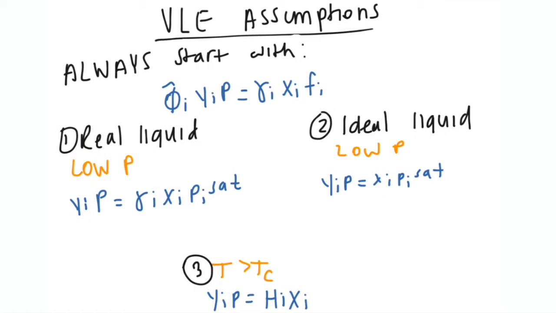All right, VLE assumptions. So now I'm doing assumptions when you have vapor-liquid equilibrium, okay? One of the things that you're going to have to start with at all times is this equation up here. This is the ultimate equation. It is the fugacity coefficient of the species in the mixture times the mole fraction of the vapor times pressure is equal to activity coefficient times xi times fi. Okay, so you always start with that, and then we work our way to simplify based on the information given.